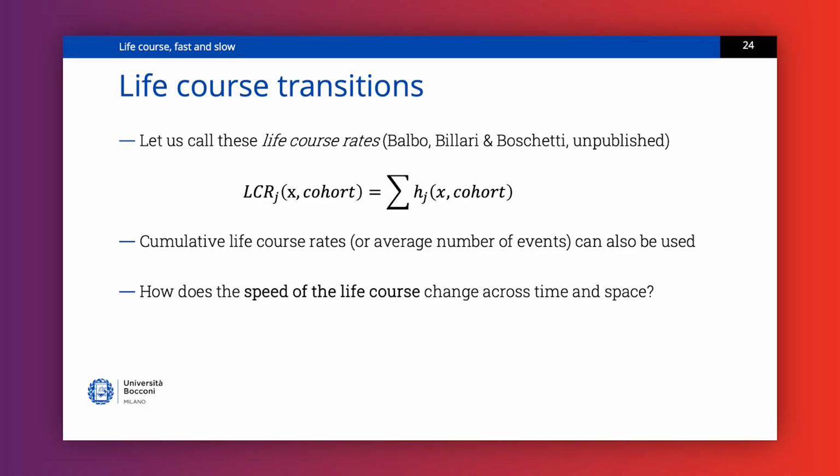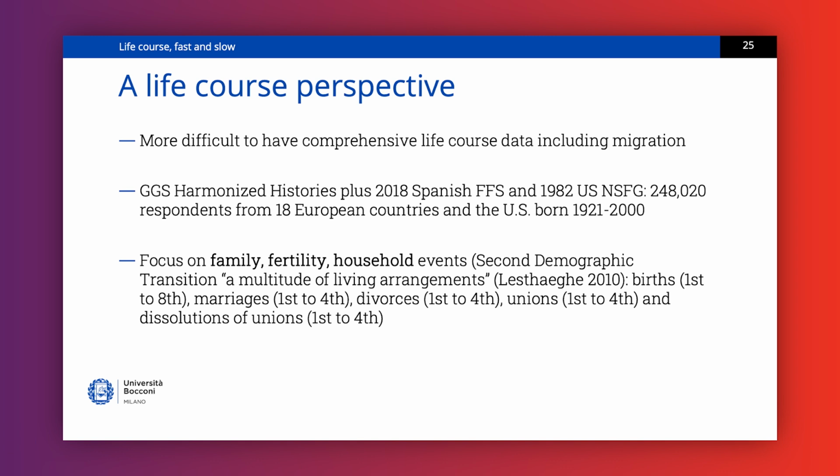Can we do the same? Basically, yes. Thanks to the Generations and Gender Survey and other data, can we really understand whether lives are slow or fast, and maybe, and that will be the macro connections, in which context these lives are slow or fast. So basically, the very simple idea, this is an unpublished paper with Nicoletta Balbo and Elia Boschetti, is, okay, you can take the hazard rate of any event, and you just sum them. And if you cumulate and integrate, you count the average number of events. Again, not rocket science, very easy, but it allows us to understand how the speed of the life course may change over time and space. And so what we do, we use the GGS harmonized histories plus some data from Spain, US and NSG.